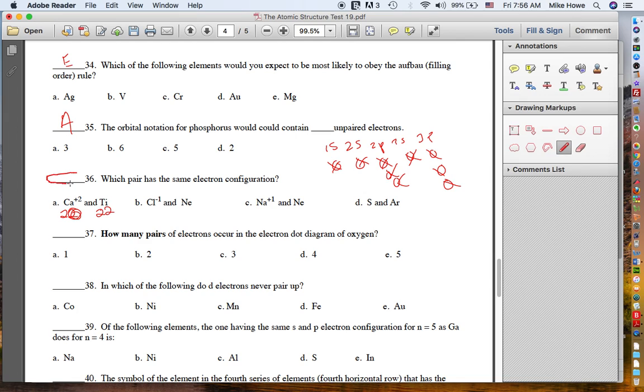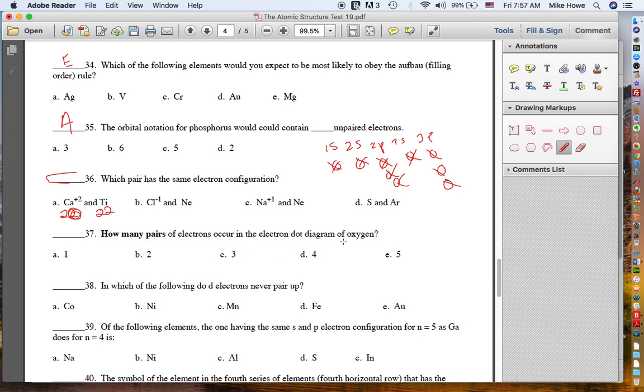Since I'm on a P, there we go, C. I can do it with my cursor. All right, how many pairs of electrons occur in the electron dot diagram of oxygen? Okay, this is hard for me to write with my cursor, and I just lost my pen connection, I think. Oh, no, I didn't. Here, I'm back.